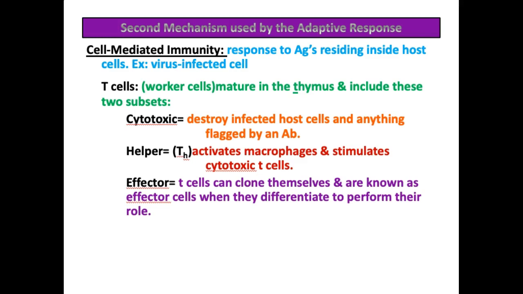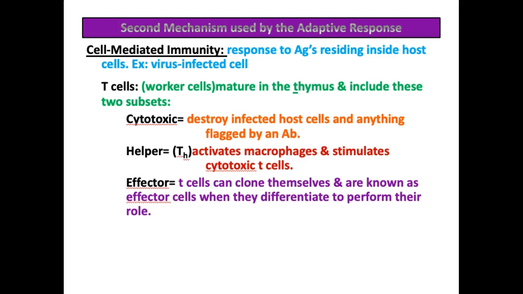So the two subsets of T cells: you've got cytotoxic T cells. These are also known as killer T cells. They destroy infected host cells and anything flagged by an antibody. Now the helper T cells activate macrophages, your big white blood cells, and also stimulate those killer T cells to become active.